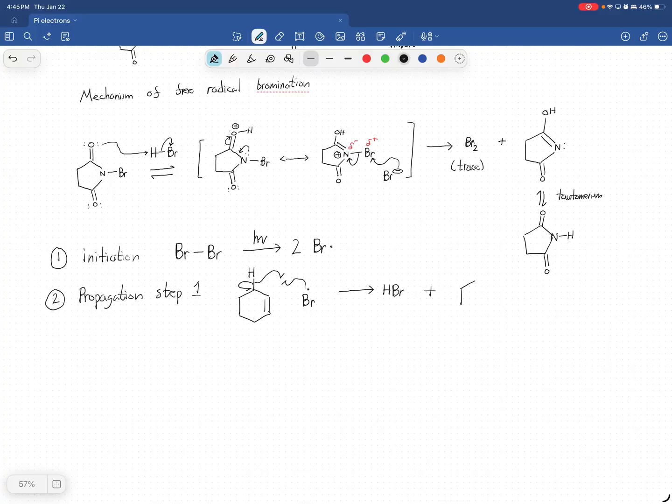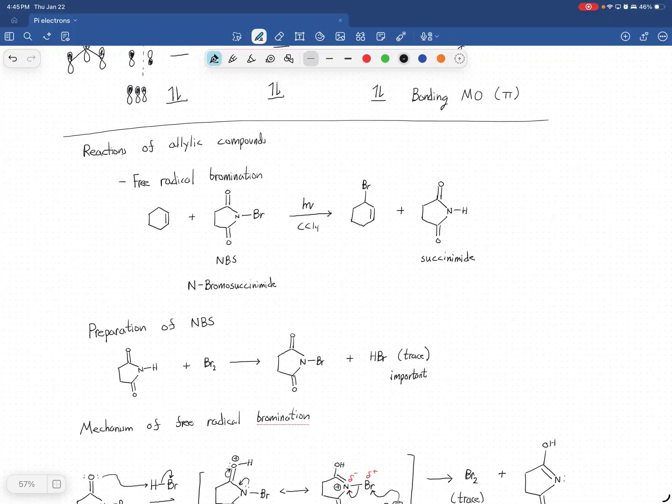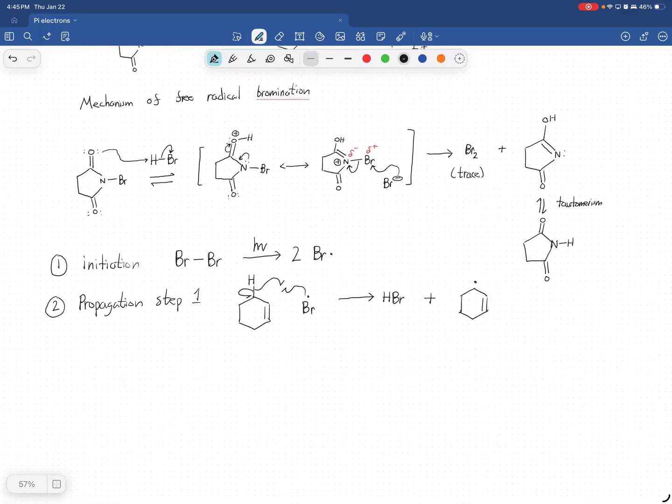Plus the radical here. Okay. All right, but let's look at our final product. Our final product is the allylic bromide there. So what do you think the next step is? So the next step is going to be, again, propagation.